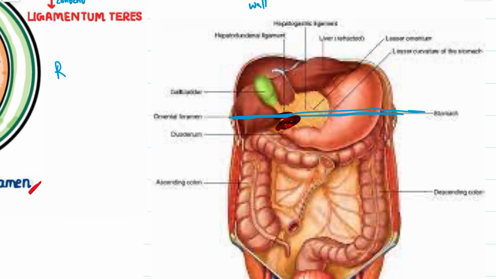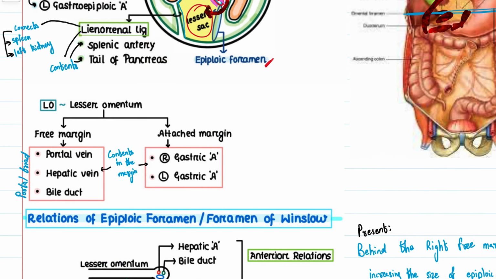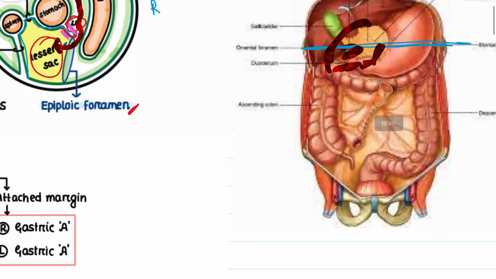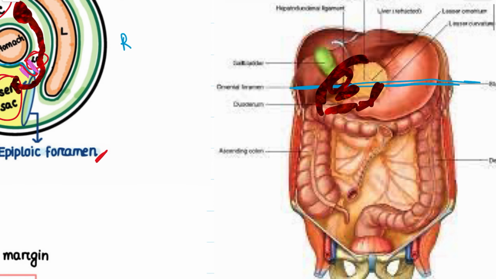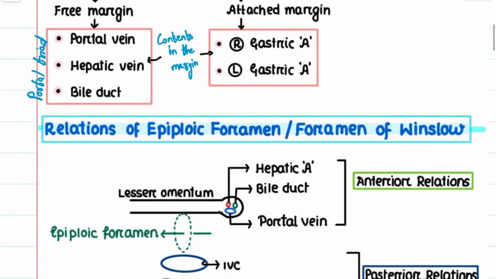Here is the epiploic foramen. Above and on the right side we have the liver. Below we have the first part of the duodenum. We have the stomach, and we also have the pancreas and these important portal triad structures. So it's kind of hard to treat it.